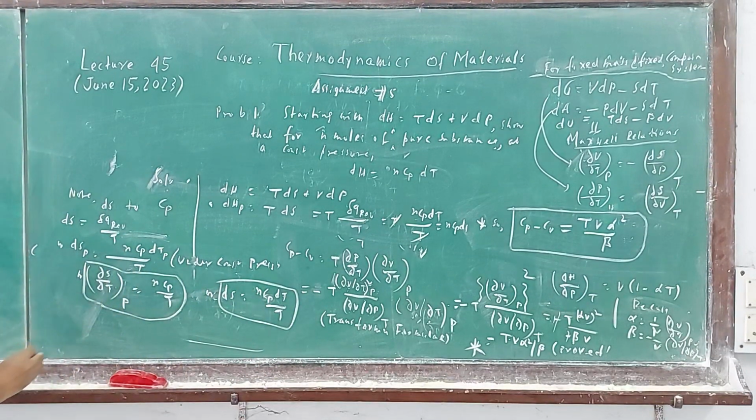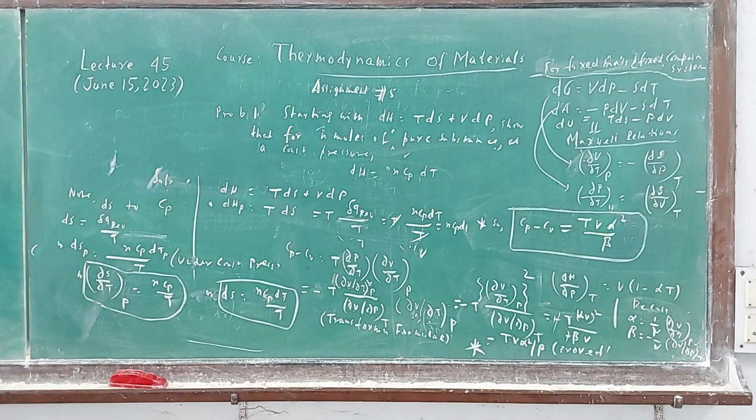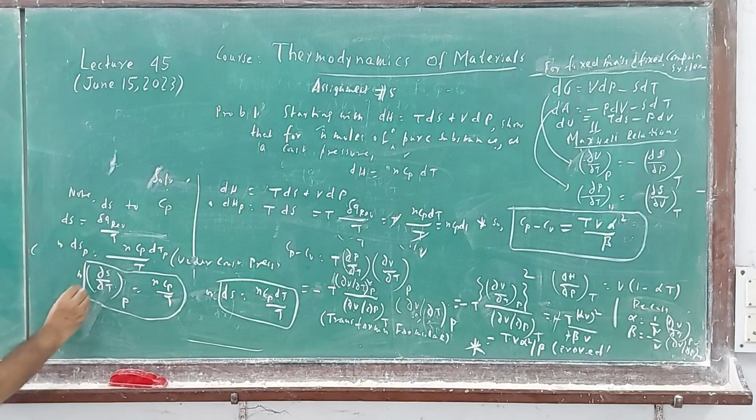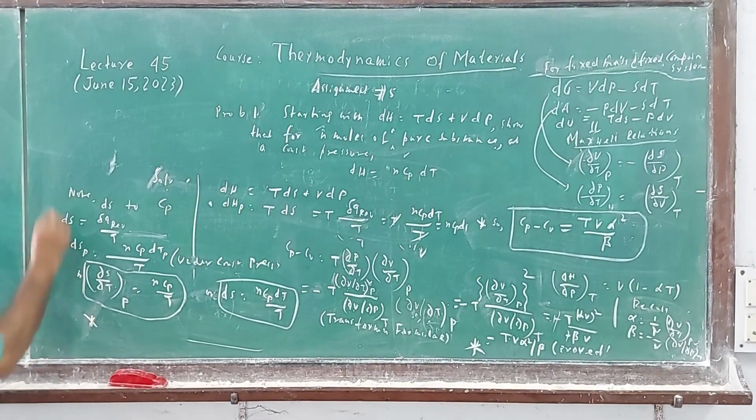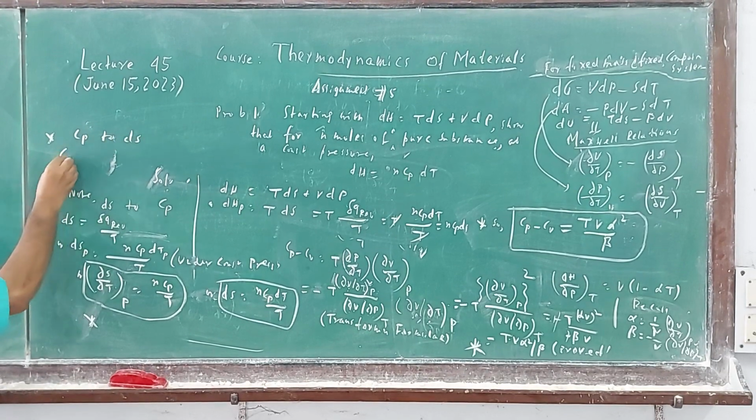Under constant volume, what will happen? Tell me quickly. One quick journey. Link up dS to Cp, and Cp to dS. Now suppose from Cp to dS, what you will do? Okay, I am doing this. Next, Cp to dS. How do I proceed? Cp is what? You know.